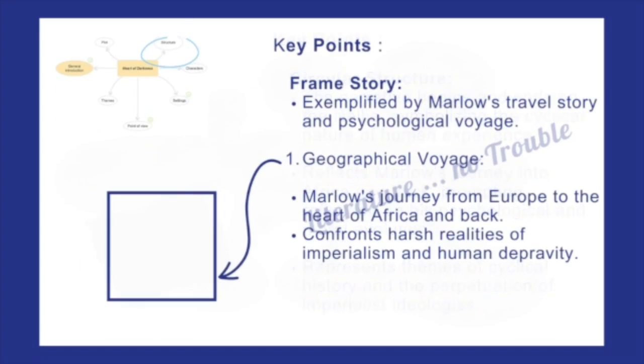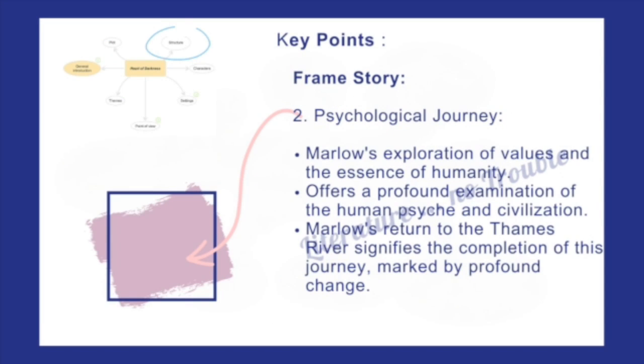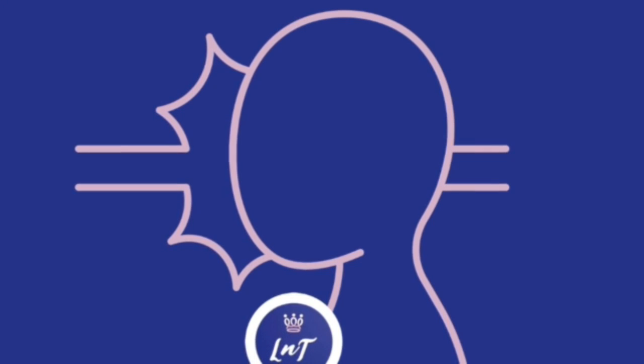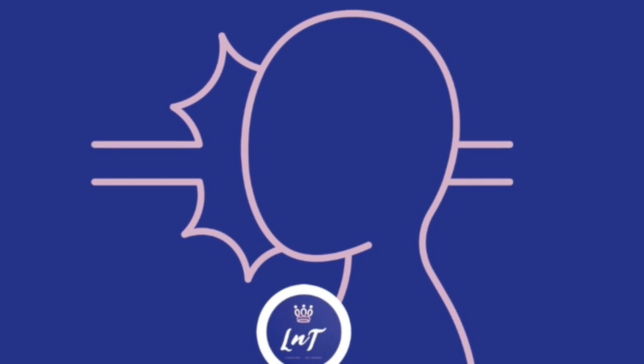But there's more. Conrad uses another structure, the frame story. The frame story traces Marlow's dual journey, a physical and a psychological voyage. We are first presented with Marlow's geographical voyage on the river Congo searching for Kurtz. This geographical voyage serves as a psychological exploration, challenging Marlow's understanding of humanity outside the social structure of civilization. When Marlow returns to the Thames, his psychological journey has ended, forever altering his perspective.